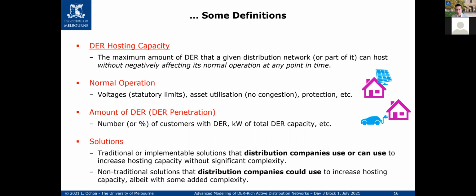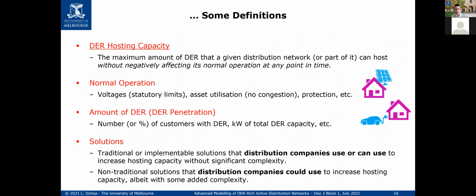Now, what do I mean by normal operation? It will depend on whoever is doing the assessment. Normally I will refer to voltage limits. So for instance, in the low voltage here in Australia, plus 10% of the nominal, minus 6% of the nominal. Asset utilization, so the thermal capacity of your assets, typically referred to depending on the critical season of the year. So here in Australia it is summer.